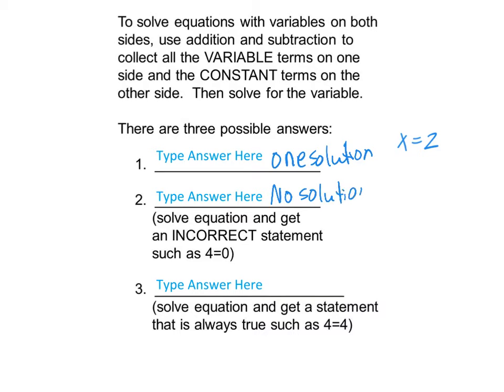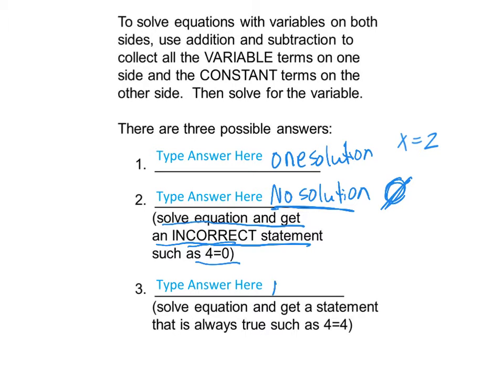There is no possible value for your variable to make that a true statement, and this is the shortcut for writing it. So you solve the equation like normal, and then you end up with an incorrect statement like 4 equals 0. 4 is not equal to 0. 4 is equal to 4. 0 is equal to 0. So if you get an incorrect statement, it means there's no solution, there's no possible answer to that equation.